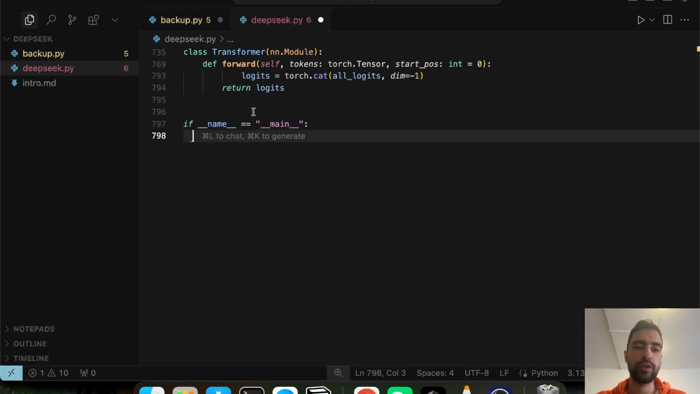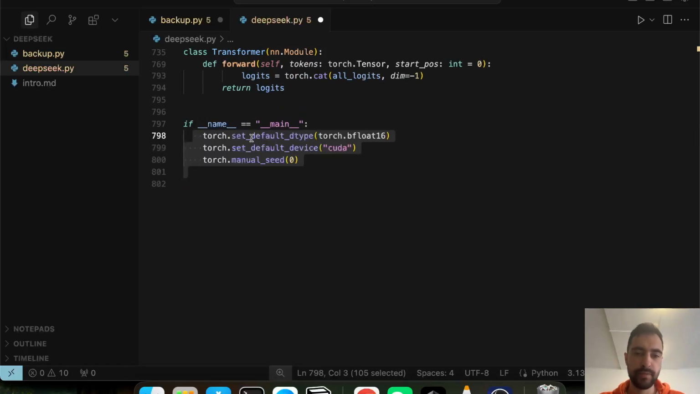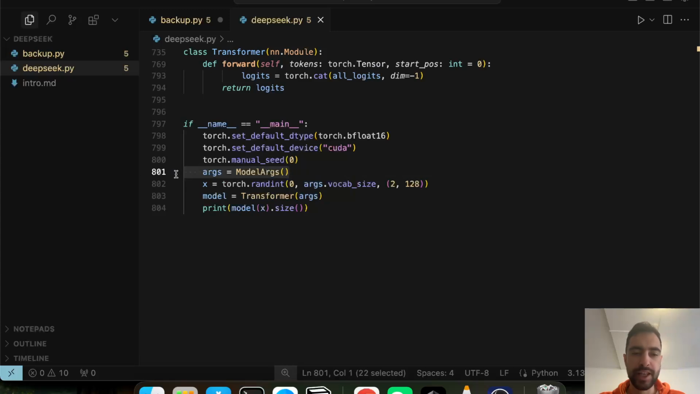Then we can take a quick look at the main function where they invoke this. We set the default type, we set this to CUDA, to GPU, some random manual seed, and then we initialize model arguments. Here they simulate tokens by creating random numbers. For a batch size of 2 and sequence length of 128, they just make these random numbers. And then the model is a transformer, pass in arguments, and they can print the model size.